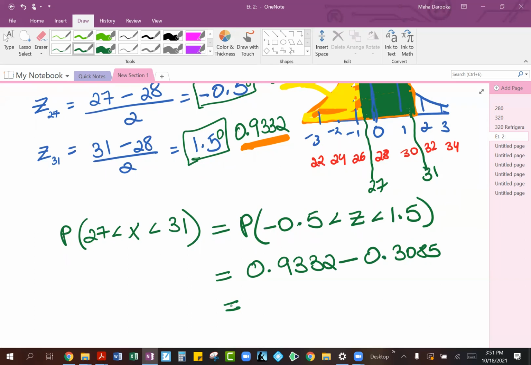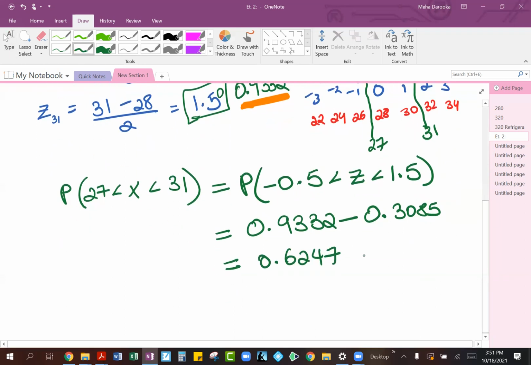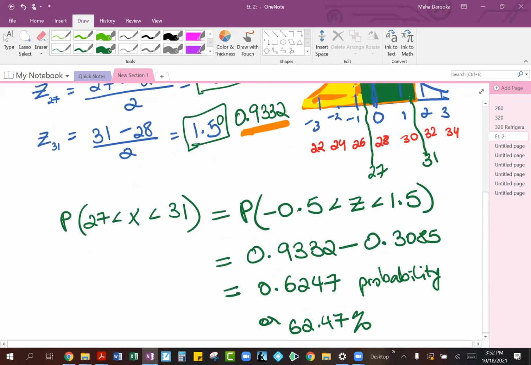And of course, you have this calculation already done for us, but just to verify it, this comes out to be 0.6247. So this is your probability. Or as a percentage, this would be 62.47%.